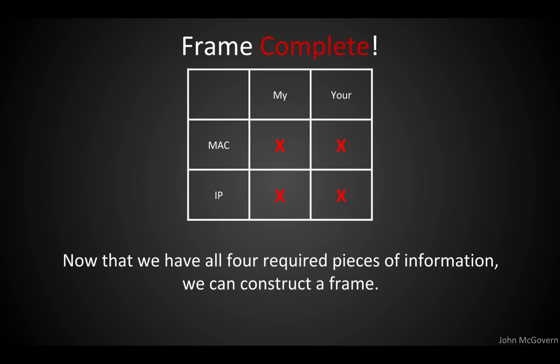So now that we have all four pieces of required information, our frame is complete. We can put in the source IP, the source MAC address, and the destination IP and the destination MAC address. We have all that information, and the computer assembles that, or whatever device you're using.